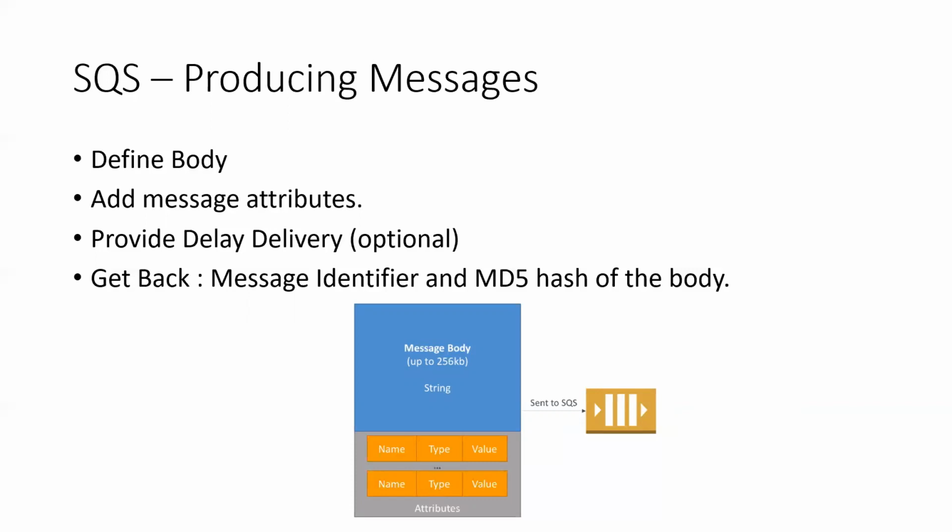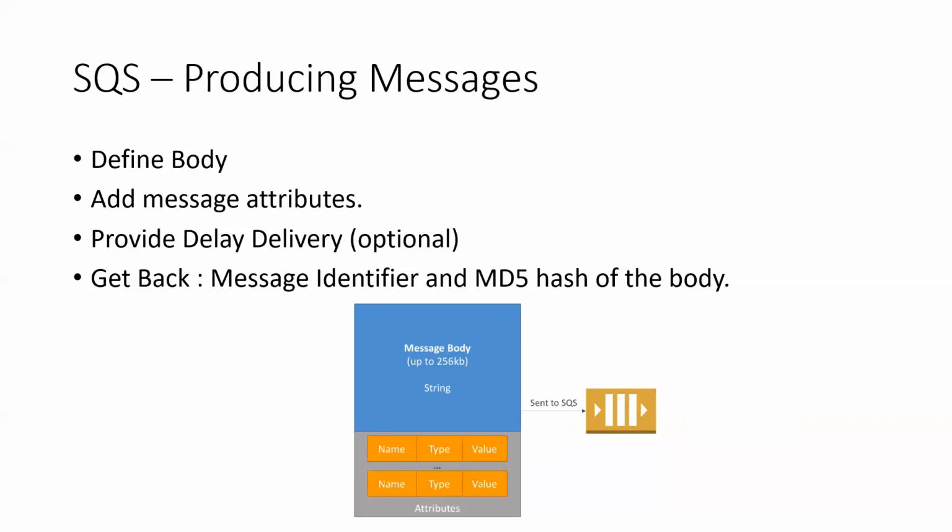Once you have done that, you add the message attributes. Message attributes are optional. It is nothing but tagging: you give a name and a value, a key-value pair, just to recognize which was the first message, the second or third, or whatever convention you want to use. Again, you can also put a delay delivery if you want to.